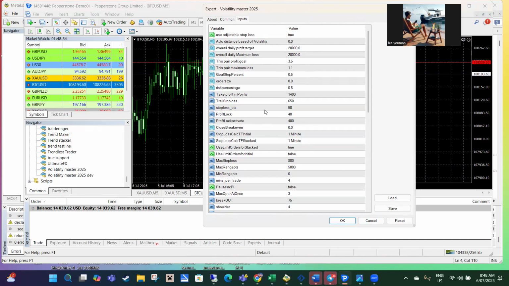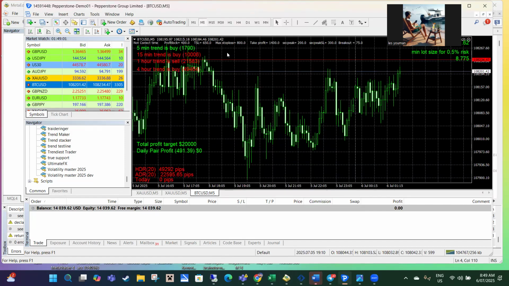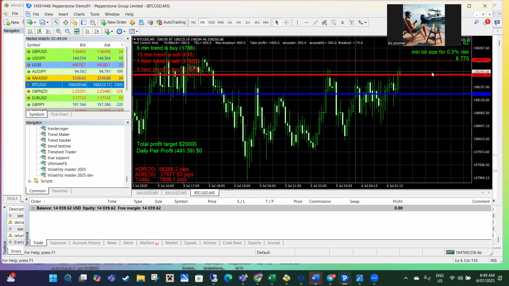Now, when you drag it on like that, these settings here are what we call the default settings. So if you don't change the settings or add a template, these are the settings you would get. And these settings are designed to suit the US 30 trading indices. So I'm not going to bother changing the settings at the moment. And I'll click OK. And that'll put the software on and all the information.